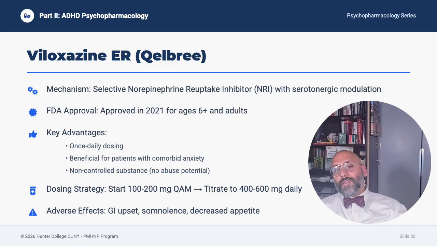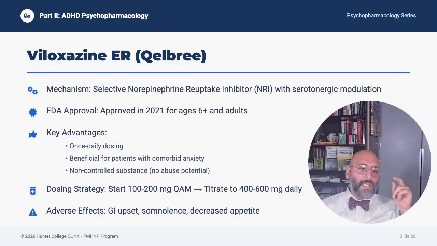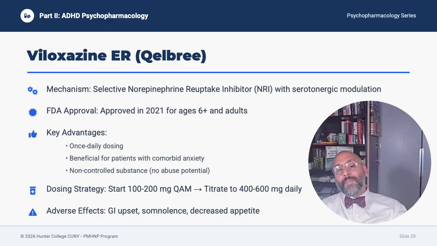And you usually start this low at 100 to 200 milligrams in the morning, and you're going to titrate this up to 400 to 600 milligrams daily. This is not a same-day effect medication, so you need to tell them this builds over time, the same 3 to 4 weeks as atomoxetine. And the most common side effects, because of that serotonin modulation and the norepinephrine reuptake, are GI upset, some somnolence, and also some decreased appetite. Usually mild to moderate, it will improve as they acclimate to the dose.